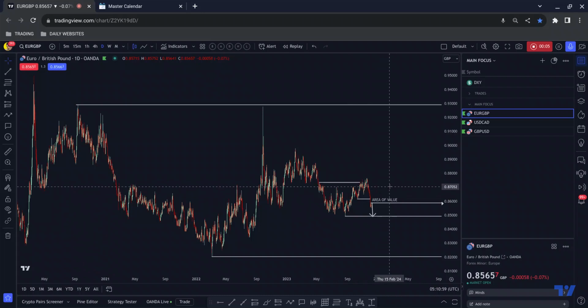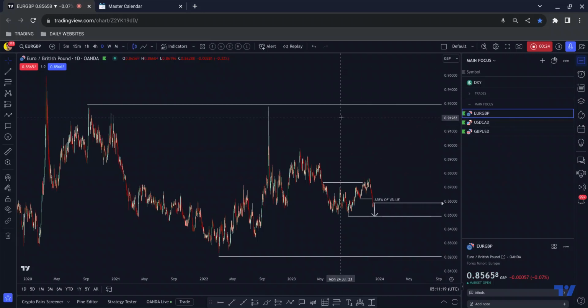So I have three pairs on watch today and those are Euro Pound, Dollar CAD and Pound Dollar. So I'm going to break them down for you now. I've just juggled the order of my pairs around a little bit after a little bit of thought and a little bit more analysis. So at the top of my list today is Euro Pound.